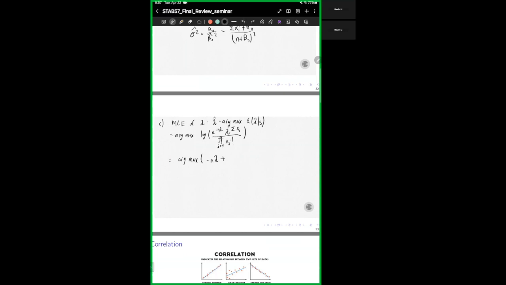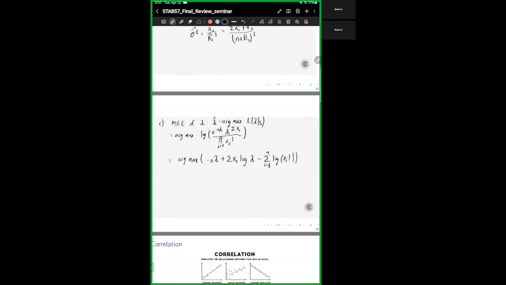And move this one into the log. So this one is equal to sigma xi log lambda, and minus, this is the division at the bottom, minus the sum from i equals 1 to n of log xj factorial. So we have a very long formula.